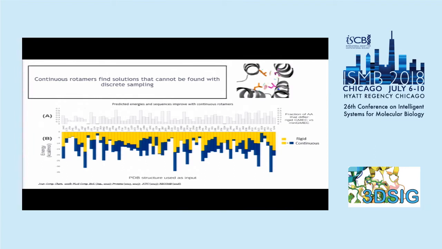Maybe more important for biochemists like myself is that the sequence, and here we see the fraction of amino acids that differ for the GMEC, or the global minimum energy conformation, between the rigid and the continuous, actually changes quite significantly when you allow for continuous rotamers, meaning that you're actually getting different answers, which experimentally means you're actually going to be testing different things.